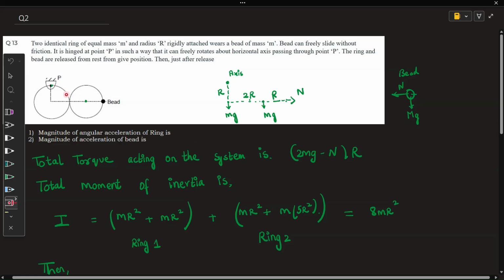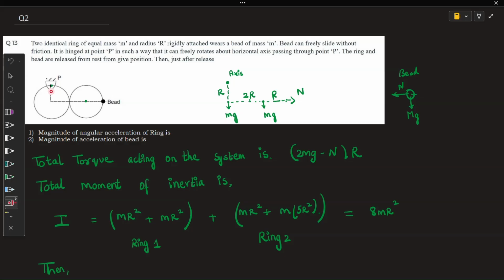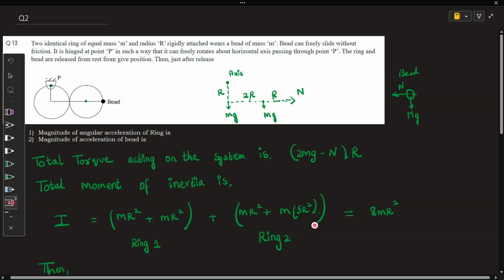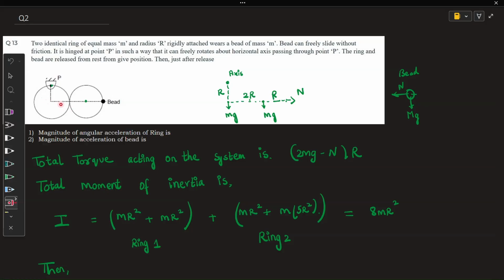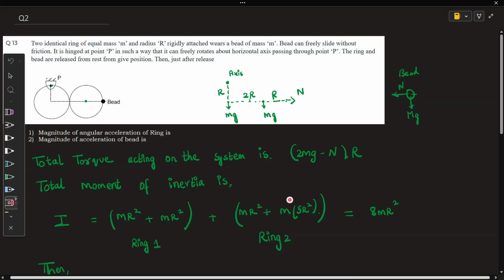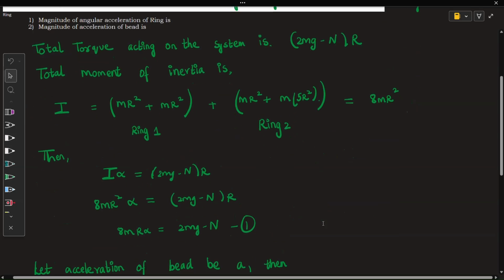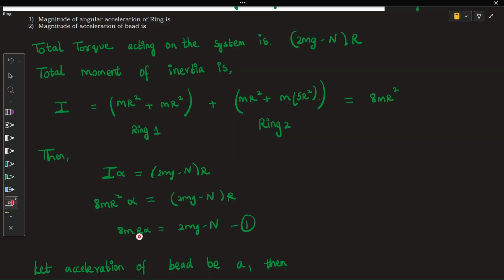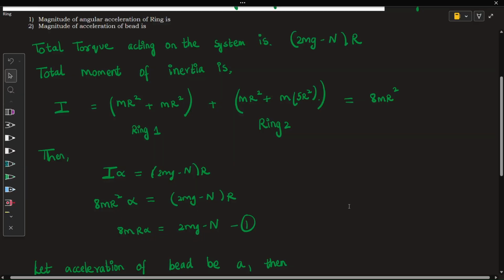So what is the total moment of inertia of this particular system? For this, it's mr square, and displacing it by the parallel axis theorem we get again mr square, and similarly for this mr square and by the parallel axis theorem m into 5r square, because this is 2r and this is r. So 2r the whole square plus r square gives 5r square. Overall we get 8mr square as the total moment of inertia of this whole system. Torque is nothing but I alpha. There is no other torque, so we apply I alpha. I get 8mr alpha is 2mg minus N.